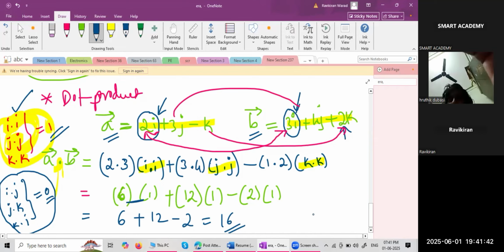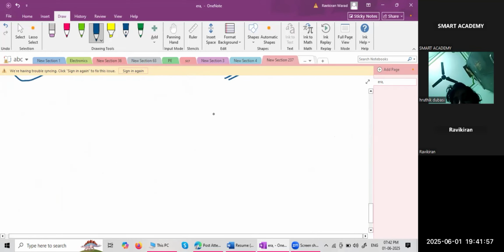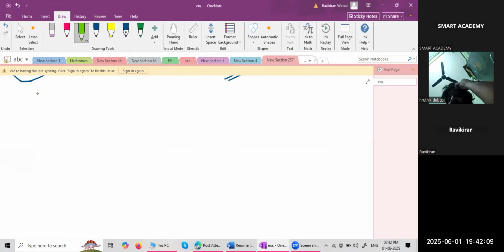Yes, it is clear, sir. This is how to find the dot product between two similar vectors. Next, what I'm going to discuss is the cross product of two vectors. To find the cross product, two more notations I'm going to discuss. Before this, what I said: the dot product of two similar vectors is always 1, and the dot product of two different vectors is equal to 0. Okay? Now I'm talking about the cross product.